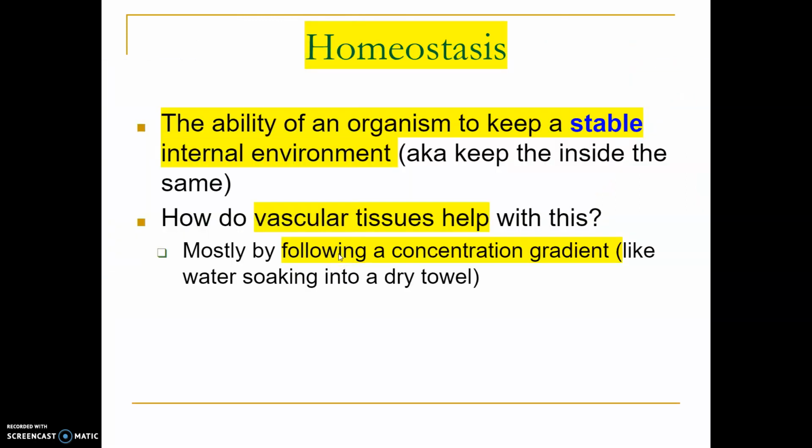Okay, here's our favorite word again. We want to remain stable inside the plant. So we are talking about stability within a plant, so the plant's internal environment. And the vascular tissue is what keeps a plant stable. So how does that do that? The main reason is by following a concentration gradient, which I will explain.